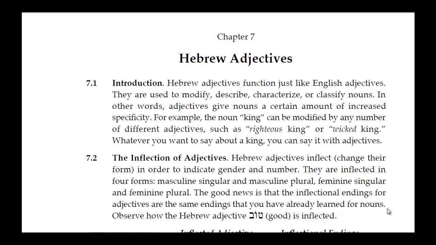Welcome to today's class in Basics in Biblical Hebrew. We're going to be starting today on Chapter 7, Hebrew Adjectives.